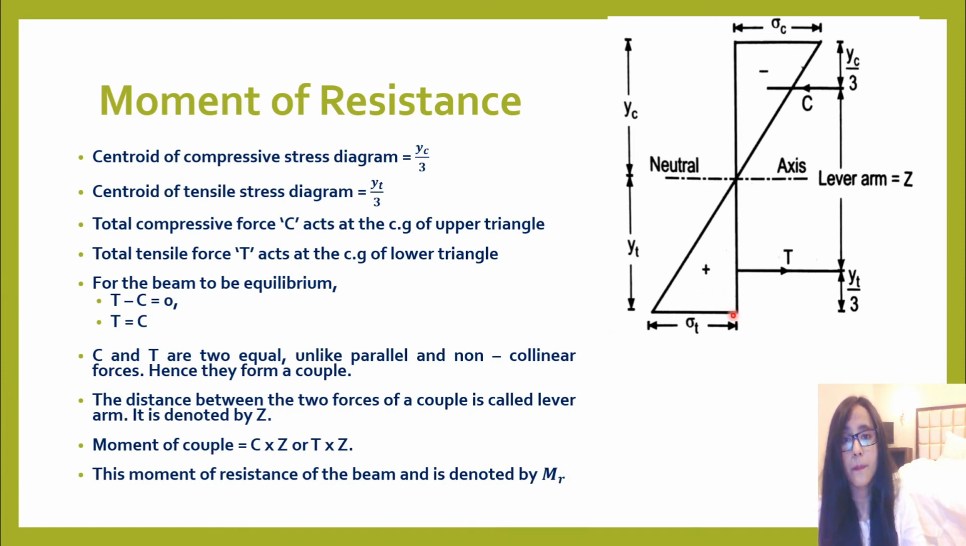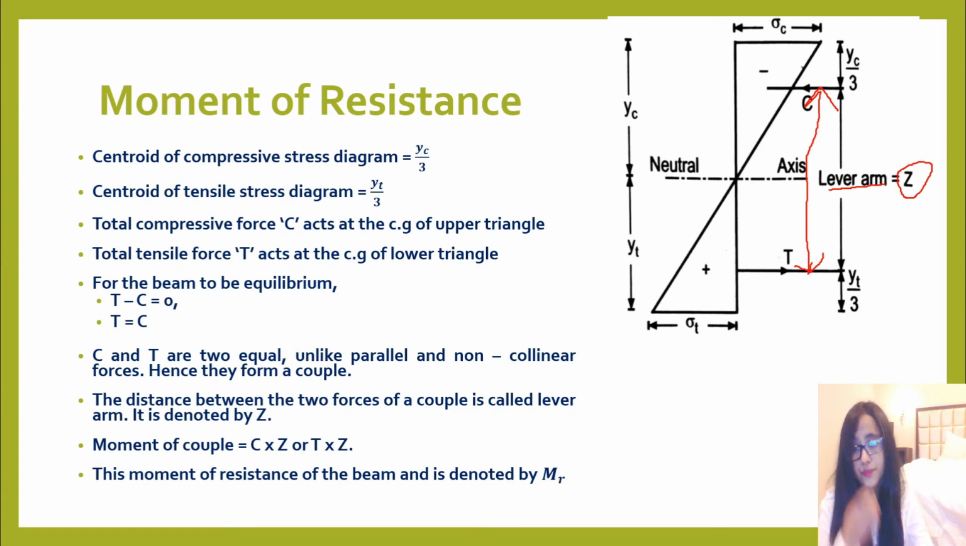As you can see, we know that the centroid lies at a distance yt by 3 from the base in the tension zone, and at a distance yc by 3 from the base of this compression triangle. Now the distance in between, from here to here, is signified with the symbol Z, and this is known as the lever arm.